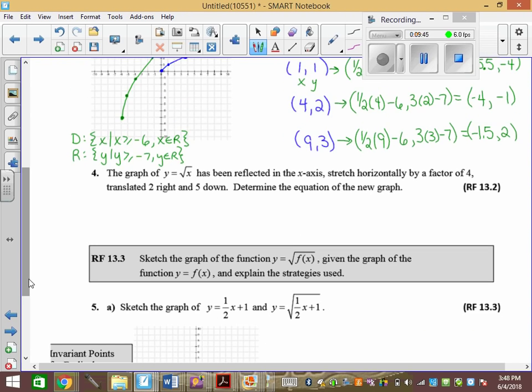So now we have the graph of y = √x has been reflected in the x-axis. So that goes with the y.